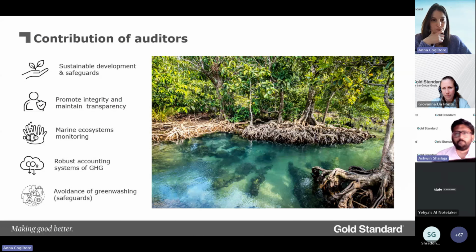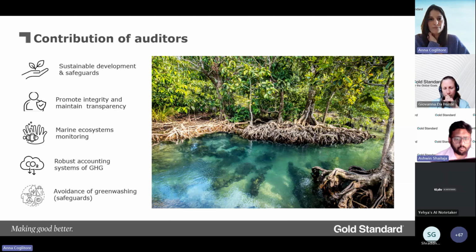So what would be the key contributions that we see from the auditors? Just to highlight them, we all know them, but one, to ensure that we have all the safeguards in place. There is sustainable development imbibed within the GS systems, which is also checked during audits on the ground, as well as during desk audits. We would want to focus on promoting integrity and transparency, especially since there could be wide different levels, tiers of stakeholders involved, from community members to other institutions around.